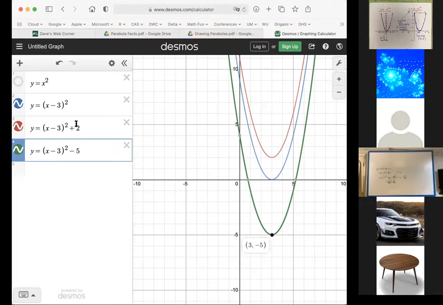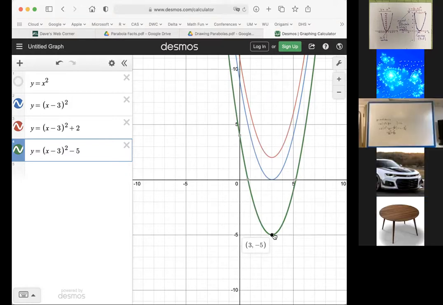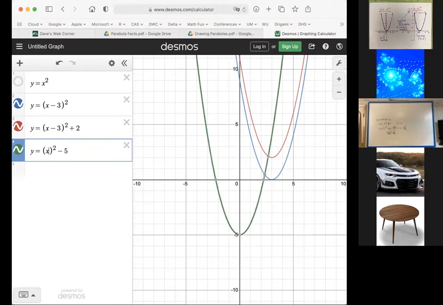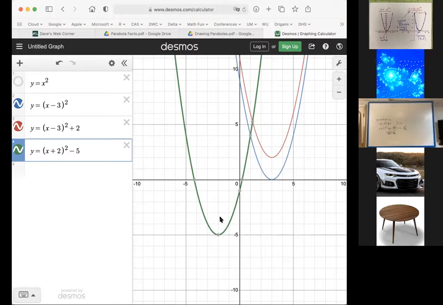When you add or subtract a number on the outside, it moves the parabola up or down. That's called vertical translation. You just vertically dragged that parabola up or down by that amount. But notice when you add or subtract a number in front of the x, or to the x, that kind of does the opposite of what you expect. Subtracting 3 moves the parabola to the right. That's a horizontal translation. Adding 2 moves the parabola to the left.